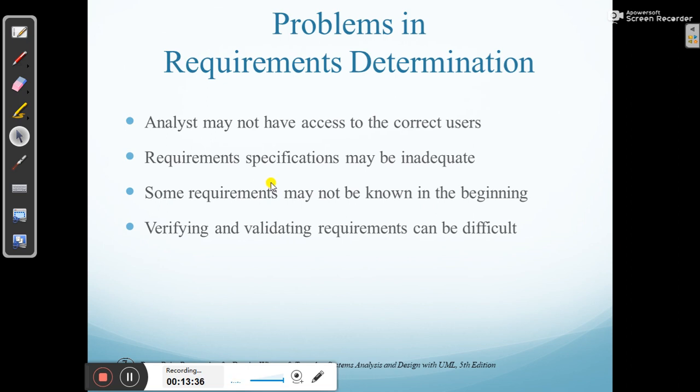There are some problems during this phase of requirement determination. Analysts may not have access to the correct users. It means they may not interview the correct users, or they may not find the information from the correct users. Requirements specification may be inadequate. Some requirements may not be known in the beginning, because as the process evolves during the development phases of the information system, those requirements might change, and verifying and validating requirements can also be difficult.